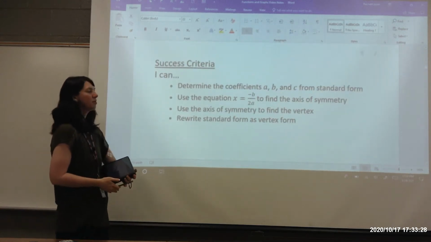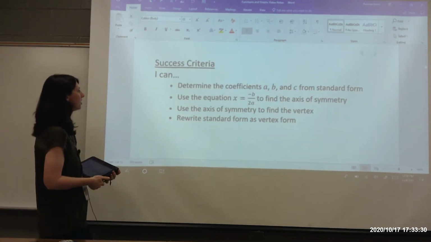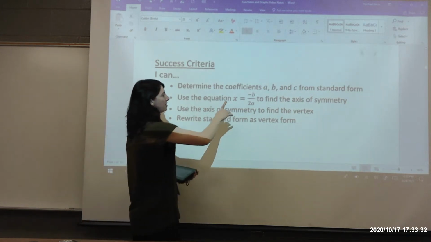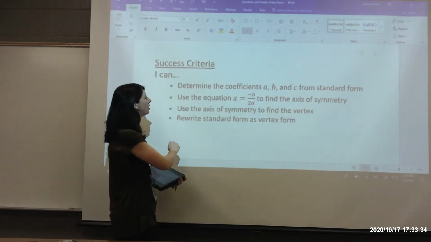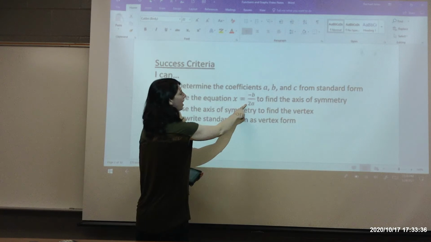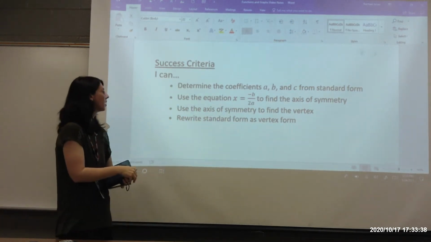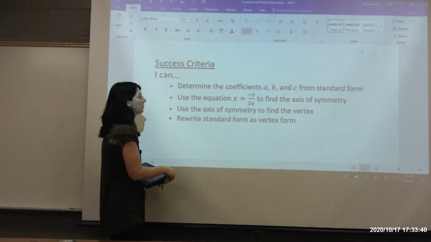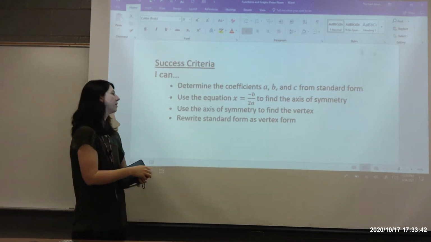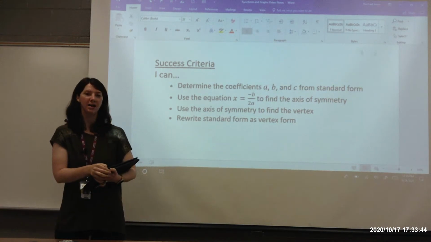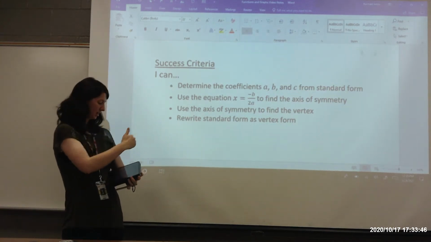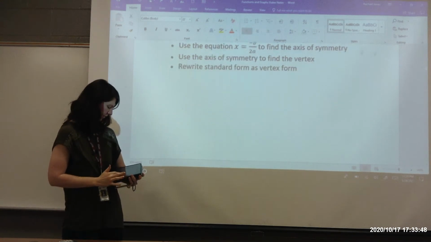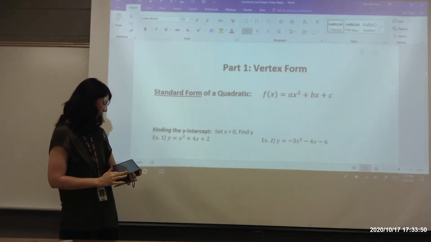The things you're looking to be able to do in this video is determine the coefficients a, b, and c from standard form. Use the equation x equals negative b over 2a to find the axis of symmetry. Use the axis of symmetry to find the vertex, and then be able to rewrite standard form as vertex form. All of those are connected, okay? So let's start with standard form.